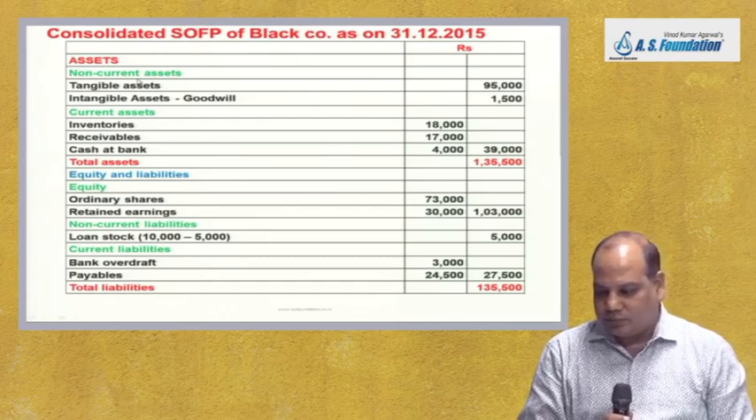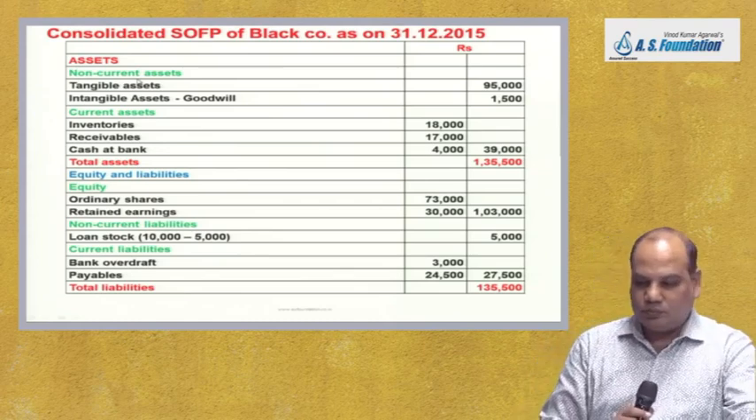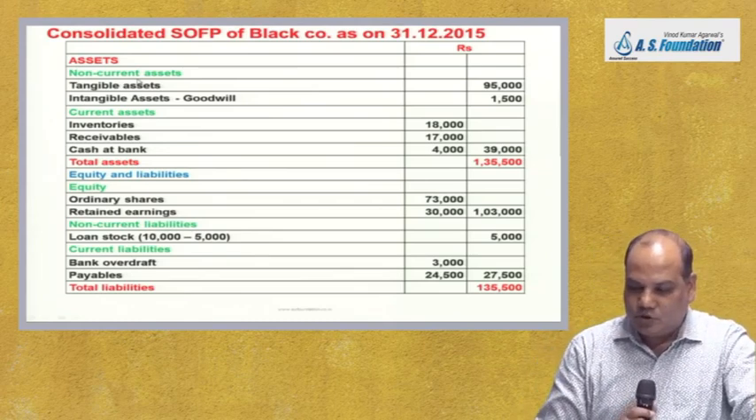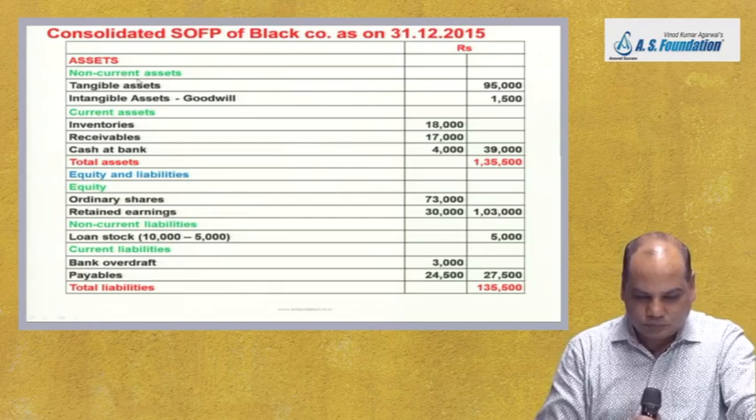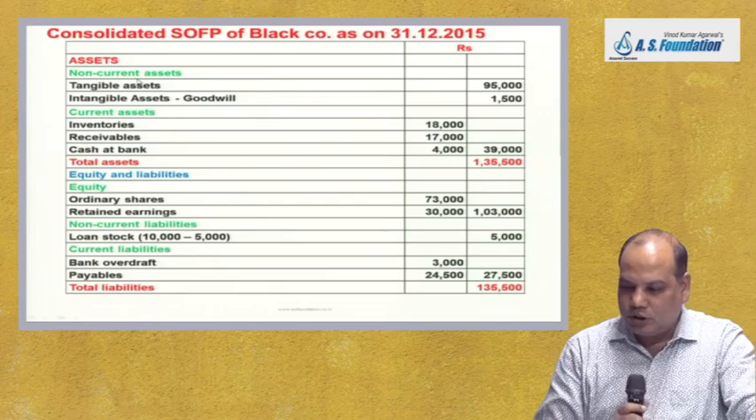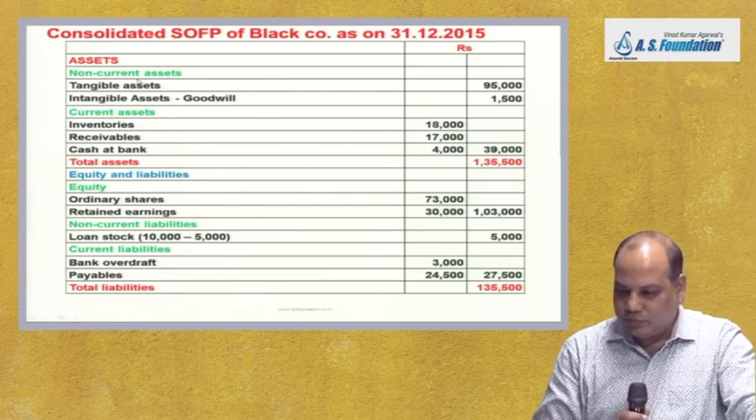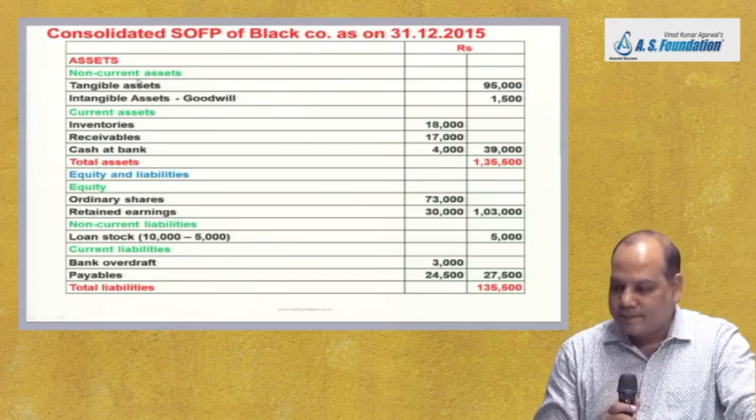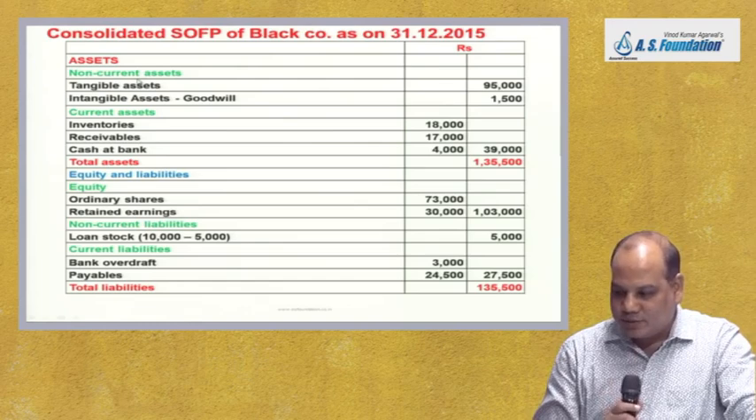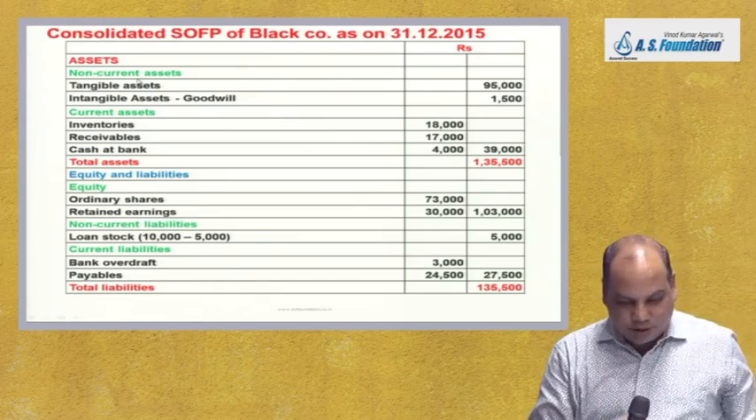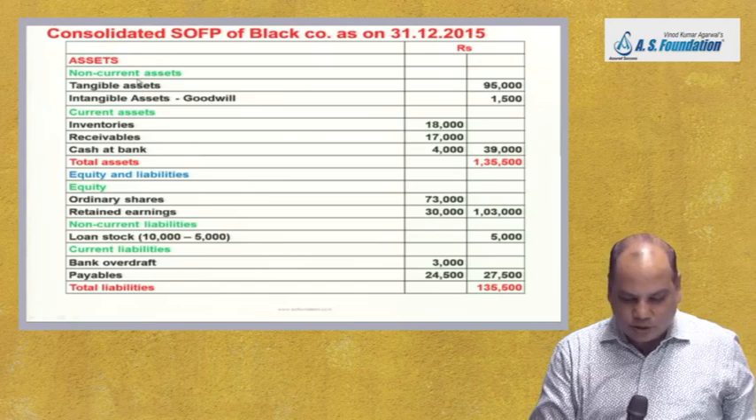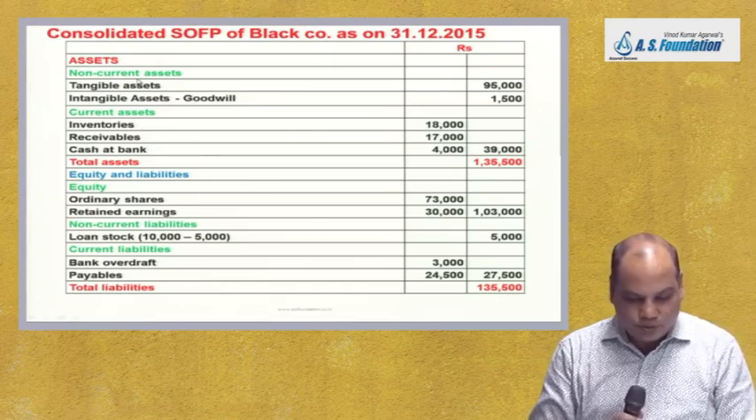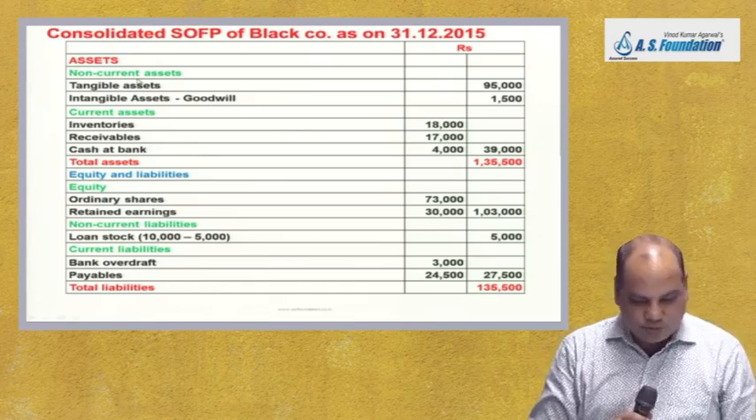Tangible asset 95,000. Intangible asset. Under intangible asset write goodwill, 1500 already calculated. Then write current asset. How did you get that 95,000? I hope you have understood. This is the total of the two companies' intangible asset.